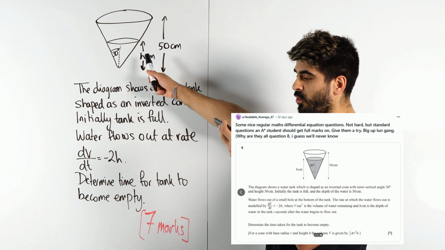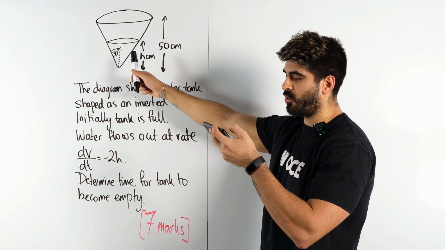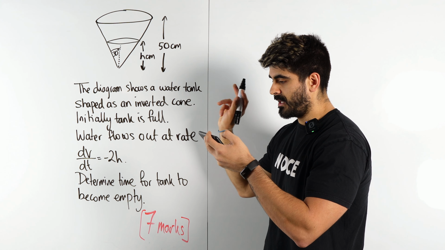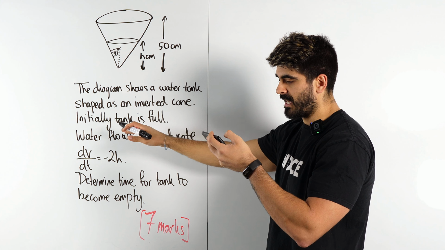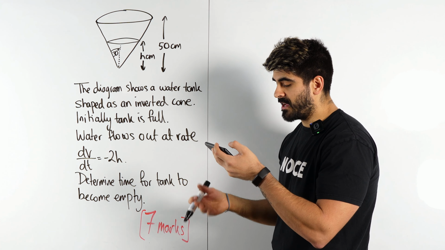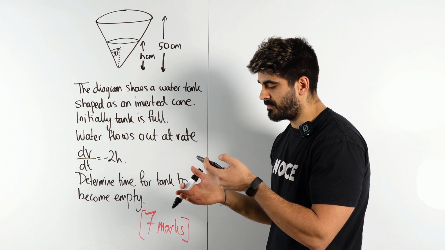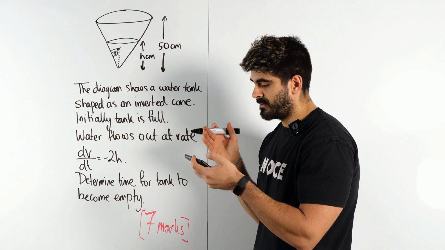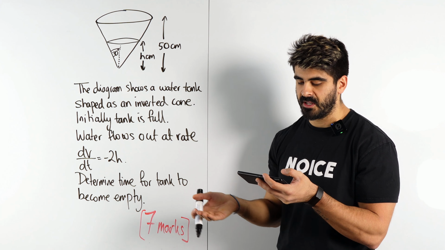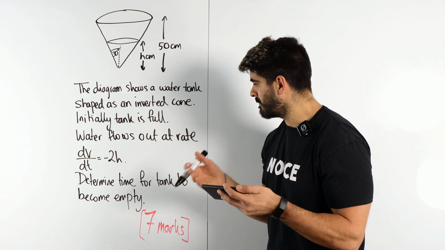So it says the diagram shows a water tank shaped as an inverted cone with semi-vertical angle 30 degrees, height 50. Initially the tank is full and the depth of water is 50. Water flows out of a small hole at the bottom of the tank. The rate at which water flows out is minus 2h, where V is the volume of water in centimeters cubed, and h centimeters is the depth of water in the tank t seconds after the water begins flowing out. Determine the time taken for the tank to become empty.